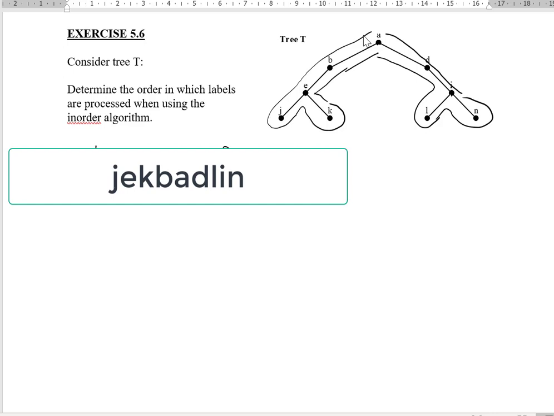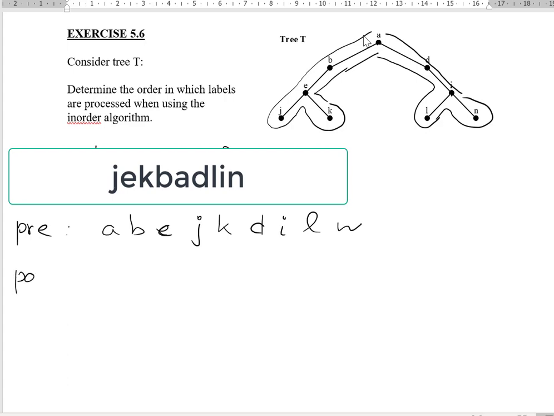And let's do the pre and post as well. So pre would mean A, B, E, J, K, A, B, A, is it? A, B, A, J, K, D, I, L, N.